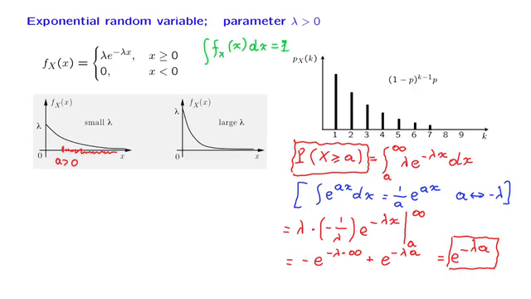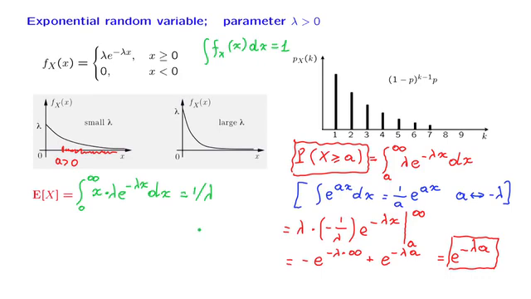Now let us move to the calculation of the expected value of this random variable. We can use the definition. Since the PDF is non-zero only for positive values of x, we only need to integrate from 0 to infinity. We integrate x times the PDF. And this is an integral that you may have encountered at some point before. It is evaluated by using integration by parts, and the final answer turns out to be 1 over lambda.